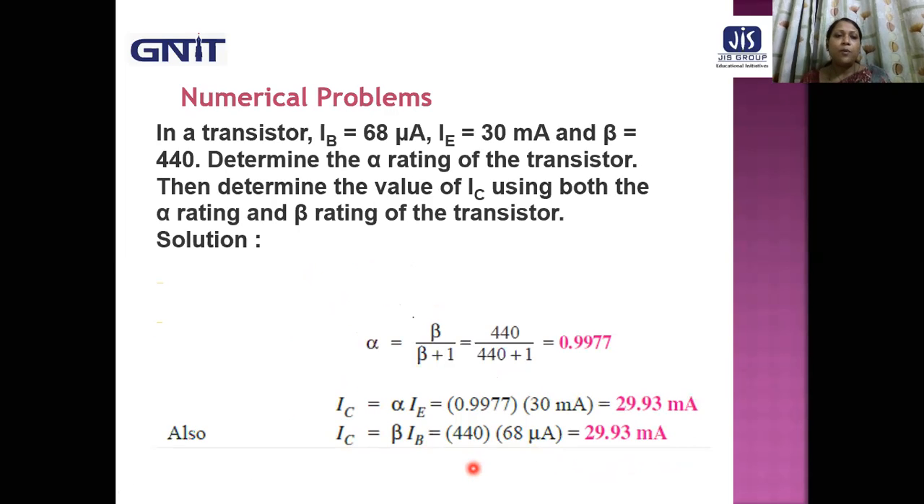There is another problem, where IB is given, IE is given, and beta is given. So IC equals alpha IE, and IC equals beta IB. These two formulas we know. Now just put these values. If we apply this formula, we get 29.93 milliampere. If we apply the other formula, we also get 29.93 milliampere. This proves that we can use any one of these formulas.